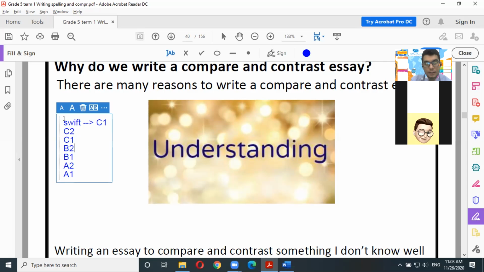So, Mr., A1 is the easiest words in the English language? Yes, A1 are the easiest words. And C2 are the hardest words, right? Yes, the C2 are the hardest words. Okay, so let's imagine. Swift here is ranked as C1.